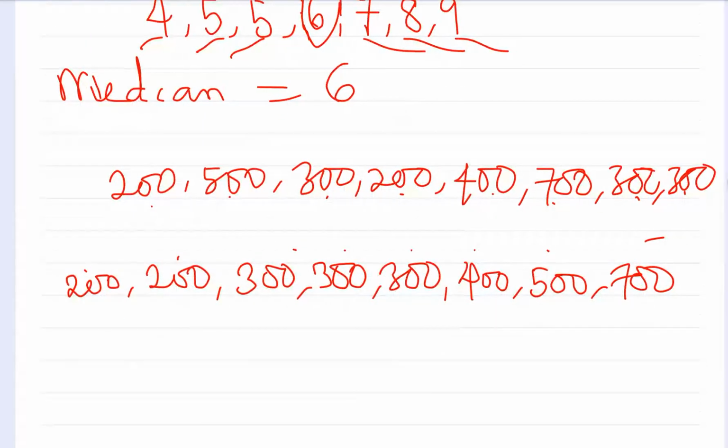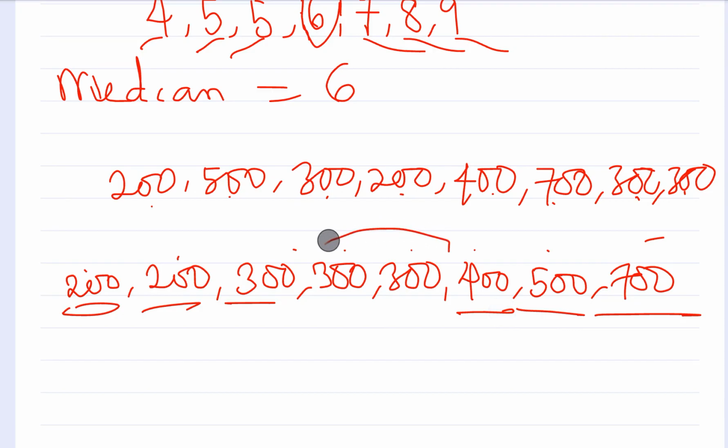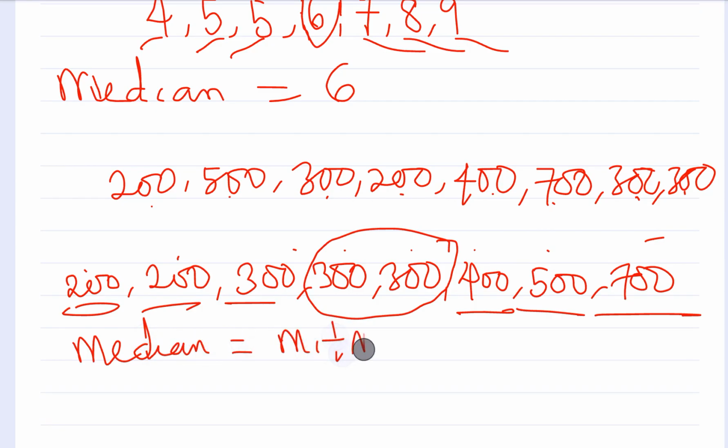All right. So now you see, if I pick this, I pick this. If I pick this, I pick this. You can see the middle numbers now. The middle numbers are these two. So to get the median now, since we have two numbers there as median, that will be M1 plus M2 divided by 2.